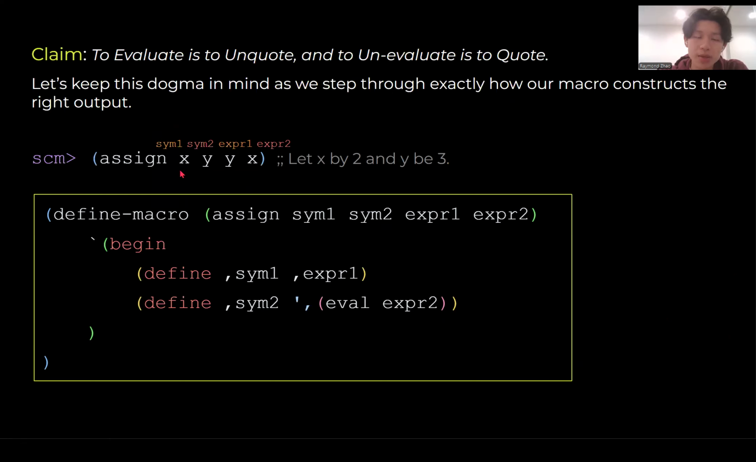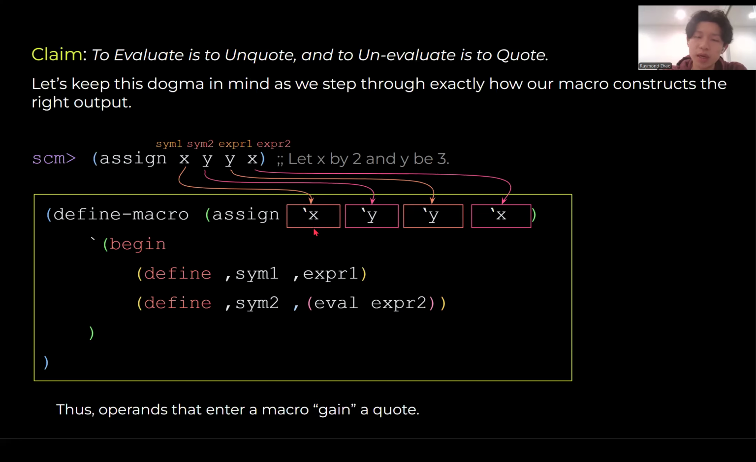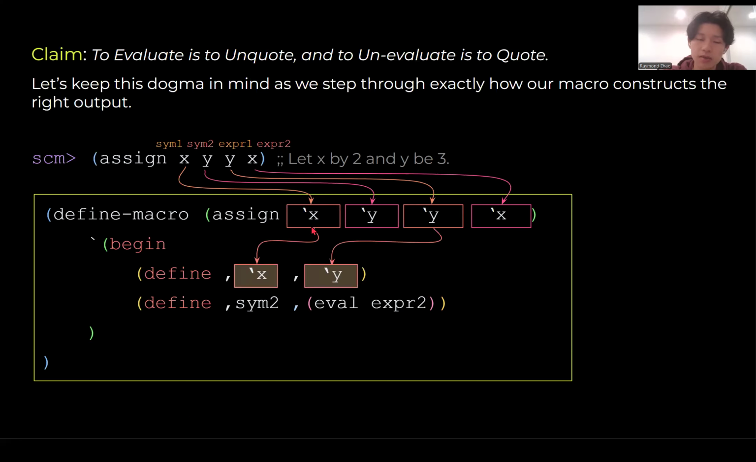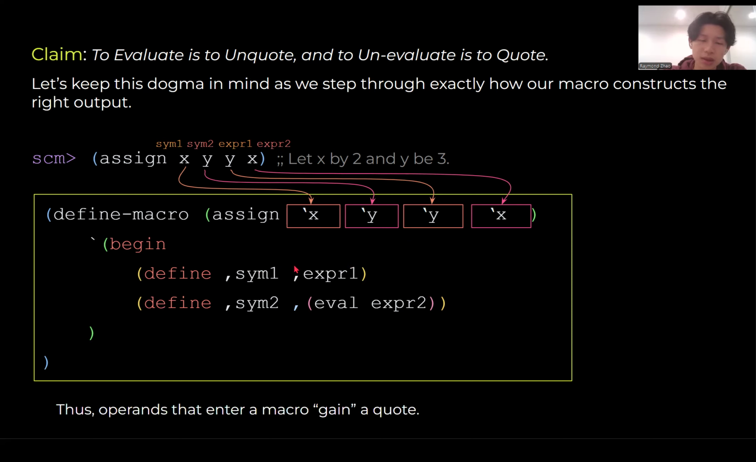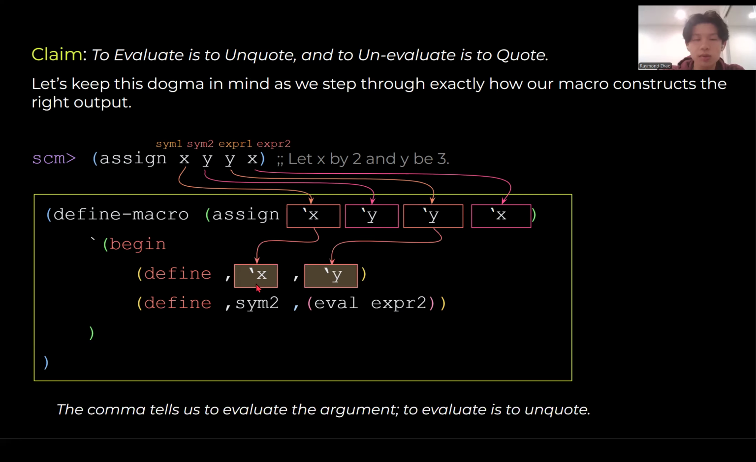So let's say someone calls assign x y x, where x is 2 and y is 3. Everyone's going to come in, and recall that operands are not evaluated, and to unevaluate is to quote, so everyone gains a quote when they enter a macro procedure. These are going to flow into my function. I'm just plugging them in. So I have comma sim1, I have comma quote x, and then what does comma quote x evaluate to? Well, a comma tells me to evaluate it, and to evaluate is to unquote. So if I take a quote away from x, it will just be x.